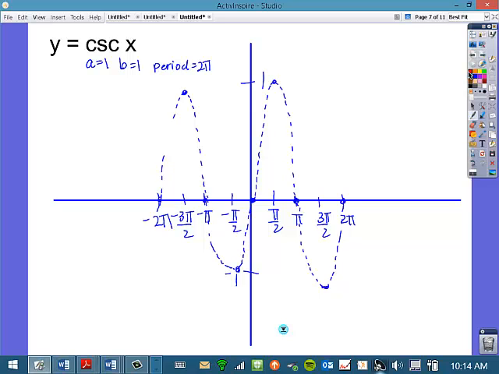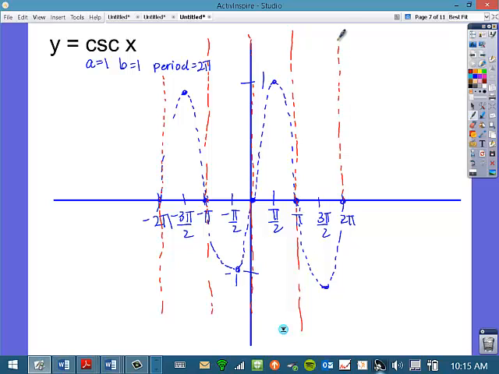Now we're going to graph our asymptotes. So we have asymptotes wherever our sine function crosses the middle line, the x-axis. So I have an asymptote here at negative 2 pi. I have an asymptote at negative pi. I have an asymptote at the y-axis. I have an asymptote at pi. I have an asymptote at 2 pi. So now I've graphed my asymptotes.